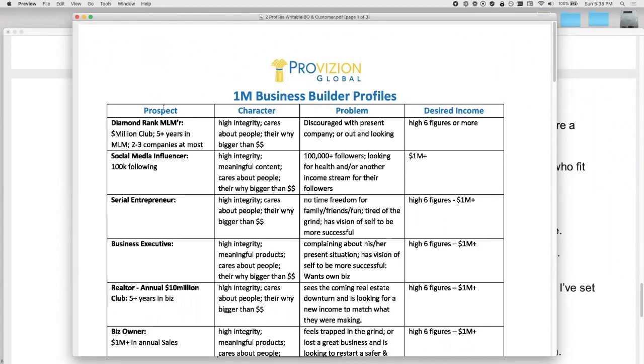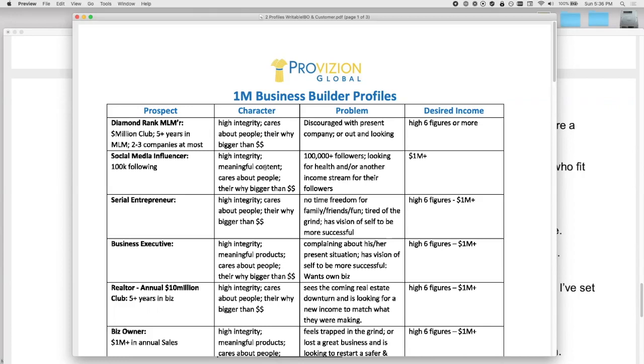And here's the different ways we look at this profile. Who are the prospects? What's their character? What's a problem they may be facing that Provizion can help solve? And what's their desired income? You're always looking for people who are high integrity character, they care about people, and their why is bigger than money, right? That's really important. There are a lot of people who are greedy. We're not looking for them.